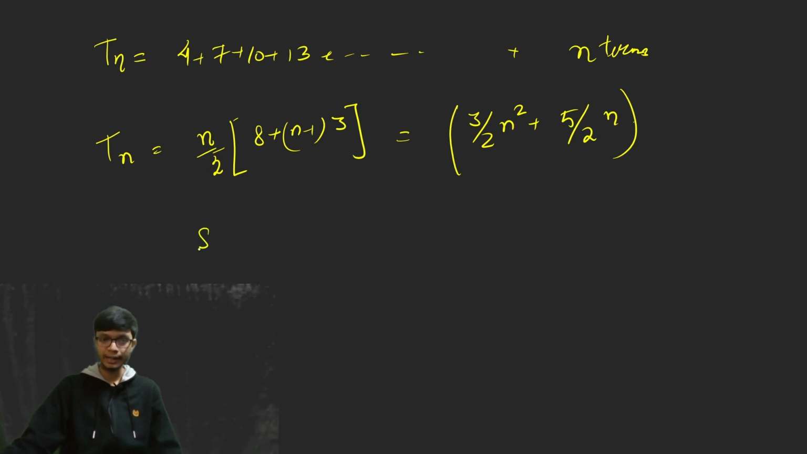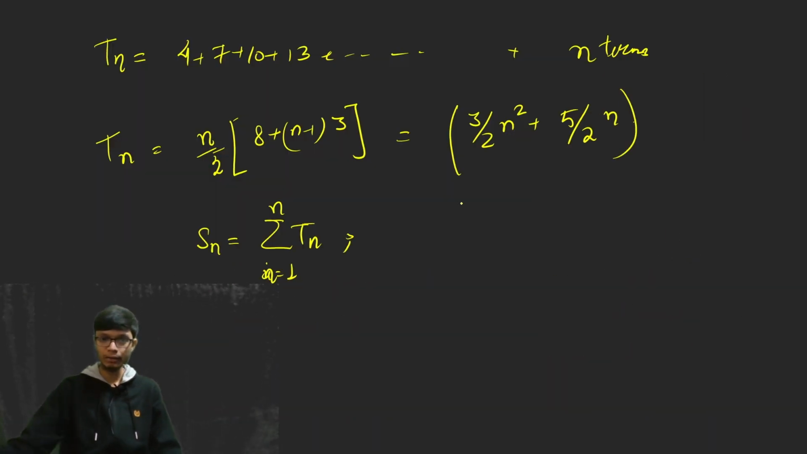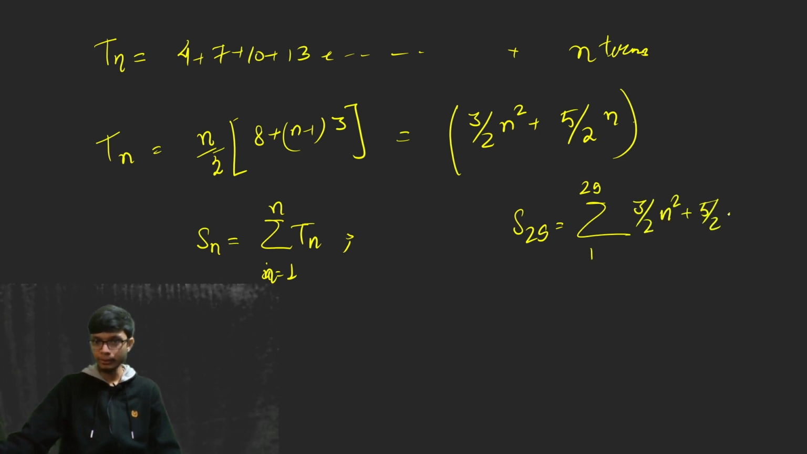And if you have the nth term, then I can definitely say that the summation Sn is the summation of the nth term or the general term where n belongs to 1 to n. Now in the problem it is asked for S29 and S9. So let me calculate S29 first. S29 will be sigma n from 1 to 29 of 3 by 2 n square plus 5 by 2 n. Before putting in the values, let me first calculate it generally.